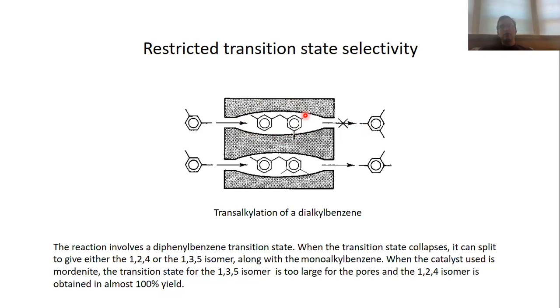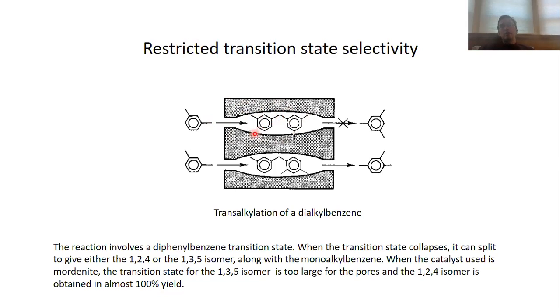So for instance, as illustrated in this example, we can transmethylate 1,3-dimethylbenzene. We basically transfer one methyl group to another dimethylbenzene molecule. And this occurs through an intermediate in which we have methylene groups bridging two benzene rings.